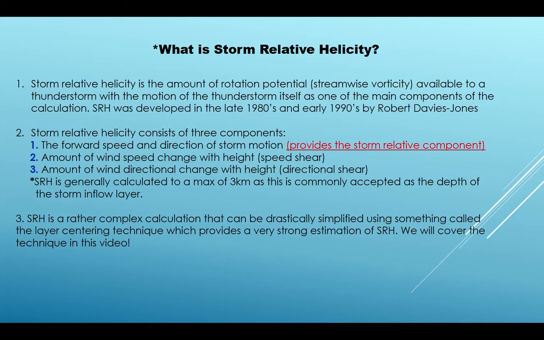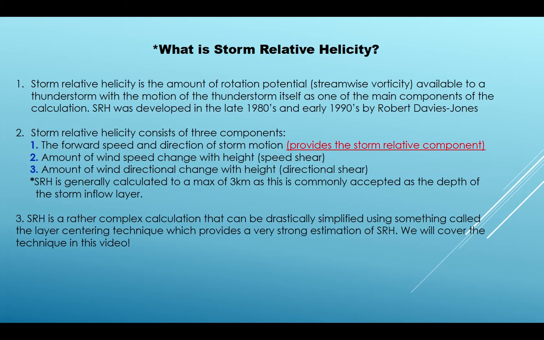What is storm relative helicity? Storm relative helicity is the amount of rotation potential or streamwise vorticity available to a thunderstorm, with the motion of the thunderstorm itself as one of the main components of the calculation. Storm relative helicity was developed in the late 1980s and early 1990s by Robert Davies-Jones.